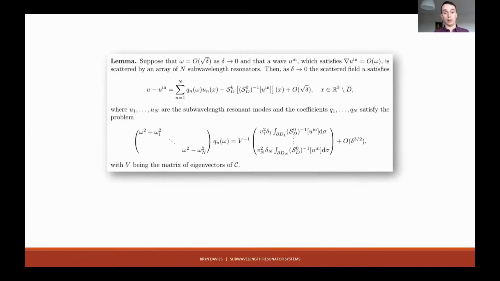If we return to the passive case, we also have the following lemma, which describes the scattered field in terms of the resonant modes, which are the UNs, which we described a couple of moments ago. And so what we have here is a physical structure that is designed to filter sounds in a way that replicates how the human ear does it, as we've discussed.